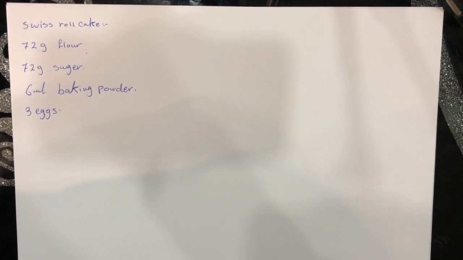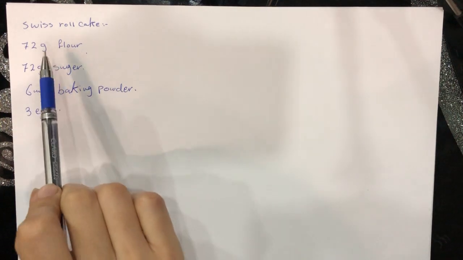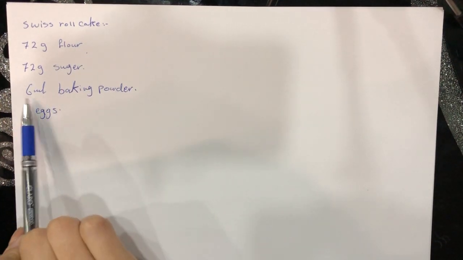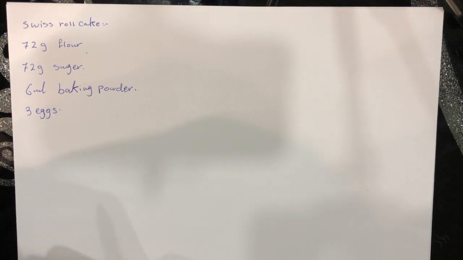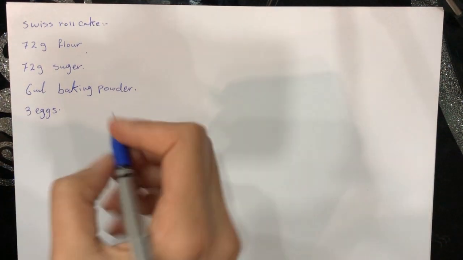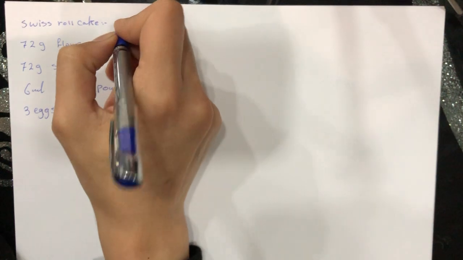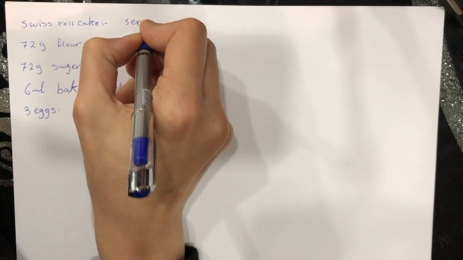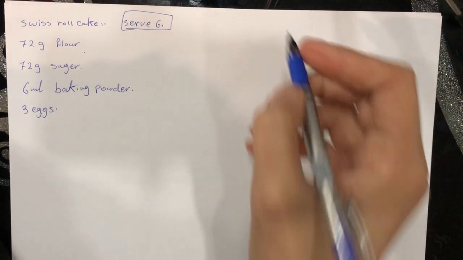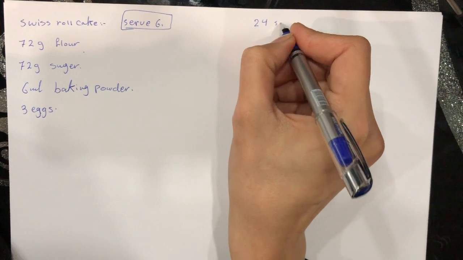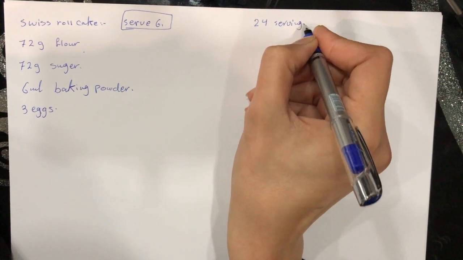Here are the ingredients for a Swiss roll cake. I need 72 grams of flour, 72 grams of sugar, 6 milliliters of baking powder, and 3 eggs. Now he's asking me to work out mentally how much of each ingredient is needed to make a Swiss roll cake that will serve 24 people. These ingredients are for 6 servings, or will serve 6 people. He's asking me to find the ingredients that will serve 24.